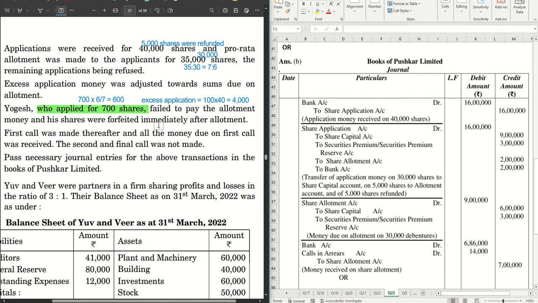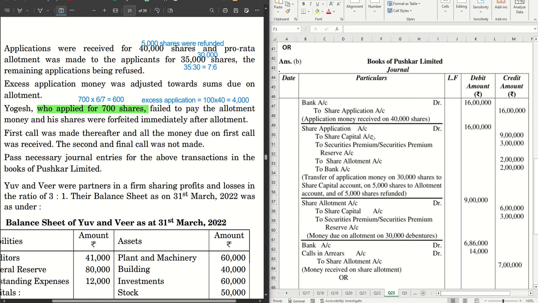So till here, let's do the journal. The first journal that we have is bank account debit to share application account. And straight away, this will be 40,000 shares into 40 rupees because that is the application money. So that becomes 16 lakhs. Second journal, transferring this to share capital: share application account debit 16 lakhs, which is the amount from the first journal, to share capital. This will be the face value as I told you.